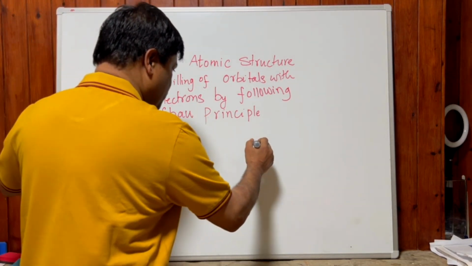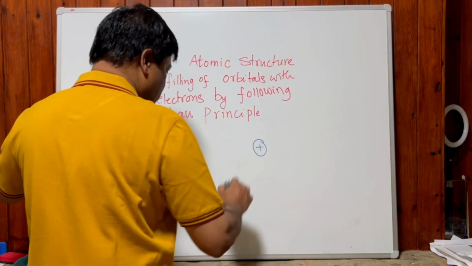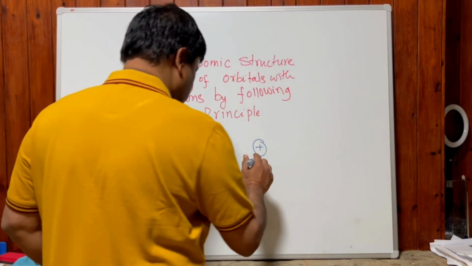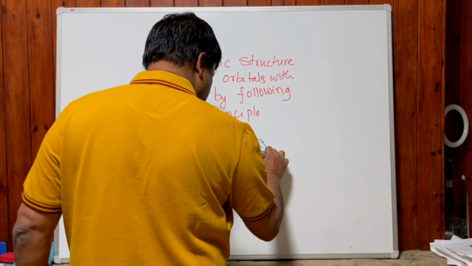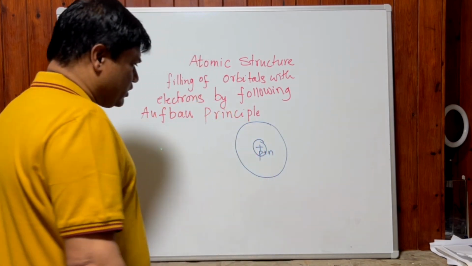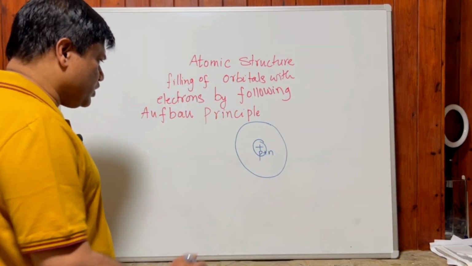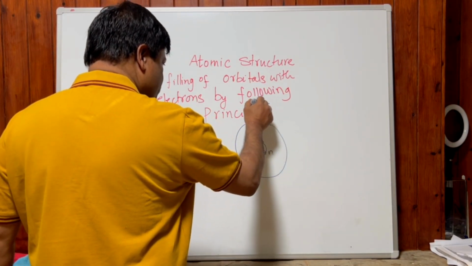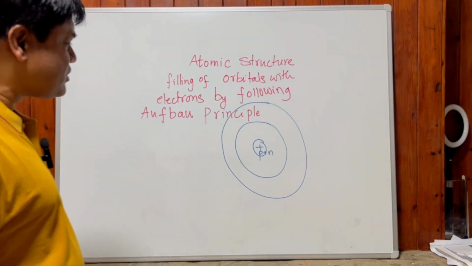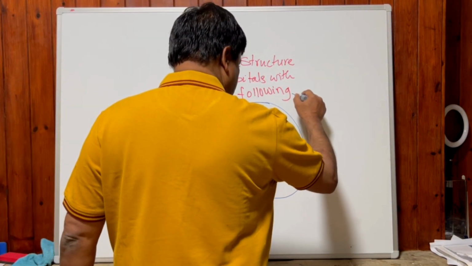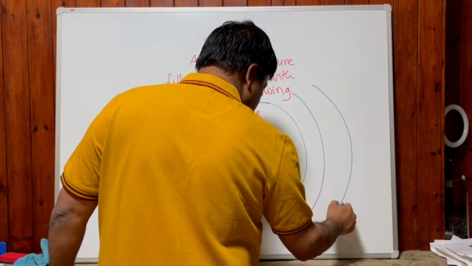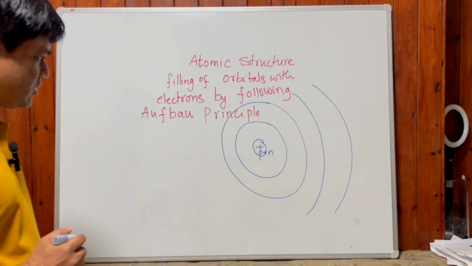This is the nucleus. We know that the nucleus has proton plus neutron. We are not going to discuss the proton and neutron today, or the nucleus. Around the nucleus we have so many circular paths, which we call orbits. These are orbits, energy levels.